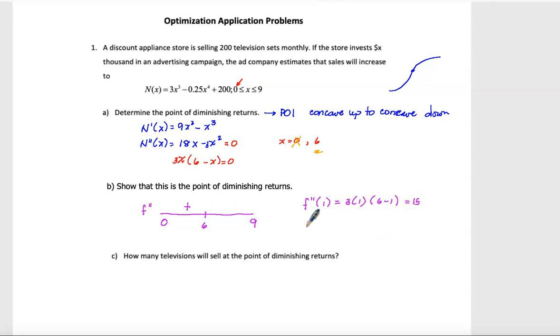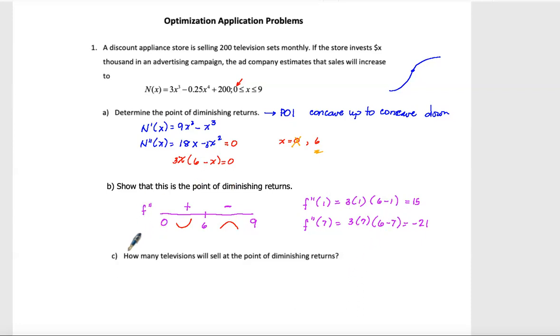Now next, we test a point from 6 to 9. So say, for example, 7, we get 3 times 7 multiplied by 6 minus 7, and this gives us negative 21. So it's negative right here. So that means that the curve changes from concave up to concave down. And so therefore, x equals 6 is the x value of the point of diminishing returns.